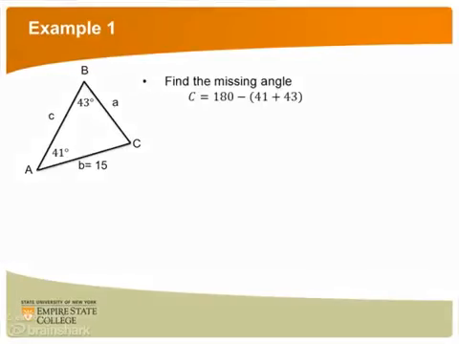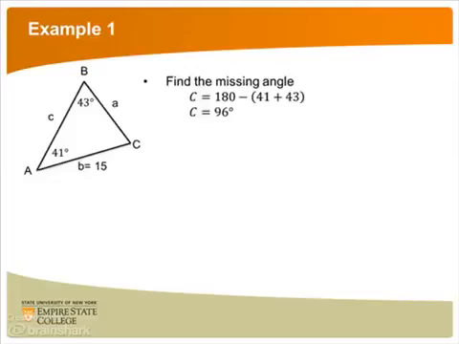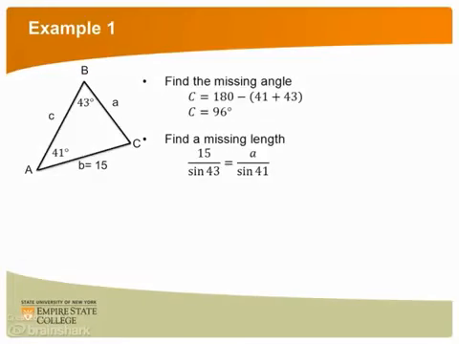We have angles of 41 and 43 degrees. All the angle measures add to 180 degrees. So we add the angles we know and subtract that total from 180. This leaves 96 degrees for angle C. Now we can use the law of sines to find a missing length of a side. First, we will find little a, the length of the side opposite angle A.